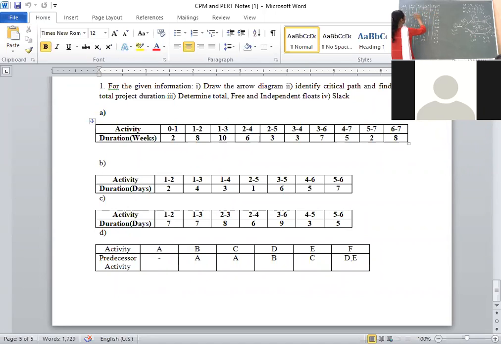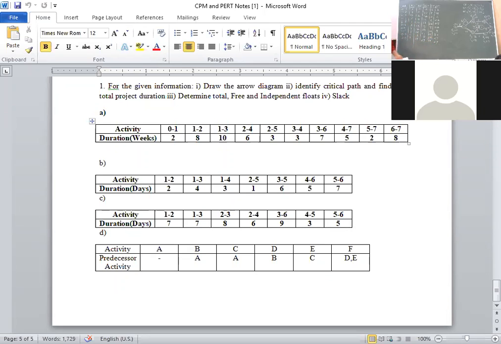2 minus 2, 0. 16 minus 8, 8. 12 minus 10, 2. 22 minus 6, 16. 25 minus 3, 22. 22 minus 3, it's 19. 19 minus 7, it is 12. 27 minus 5, it's 22. 27 minus 2, it's 25. 27 minus 8, it's 19.